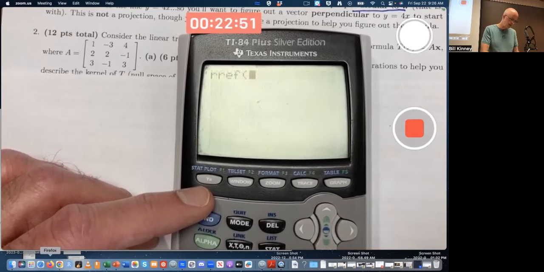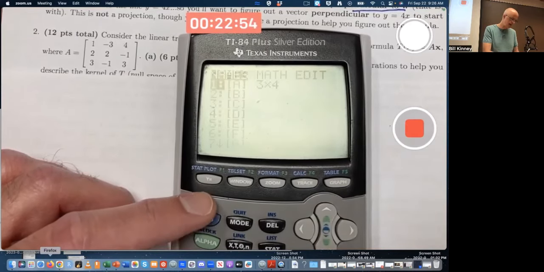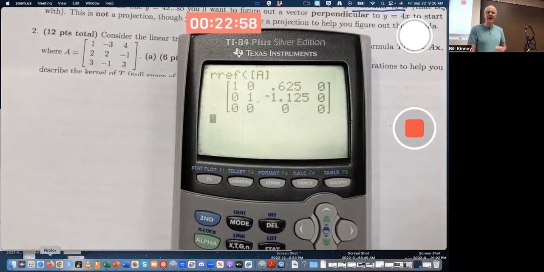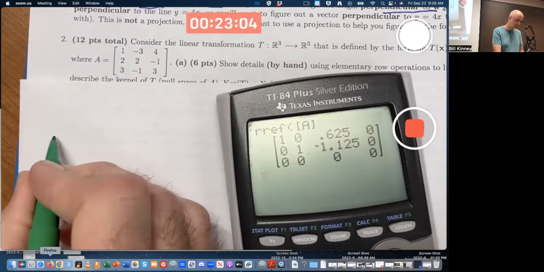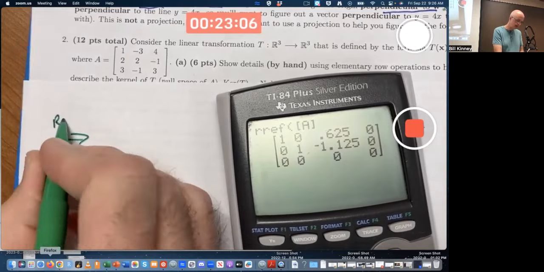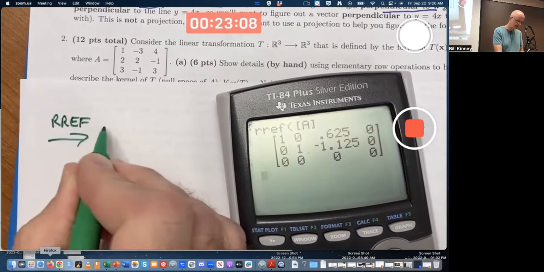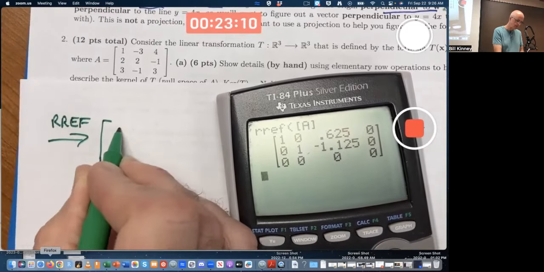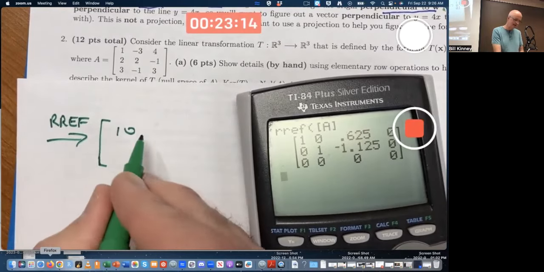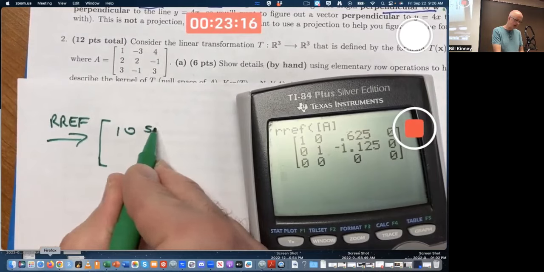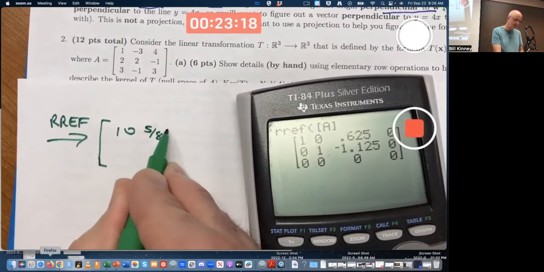RREF. Go back to the matrix menu again and pick the name of the matrix. There we have it in decimal form. The RREF is, I'll just write it this way in the paper. The RREF is 1, 0, 0.625, which is the same as 5/8 if you did it with fractions.